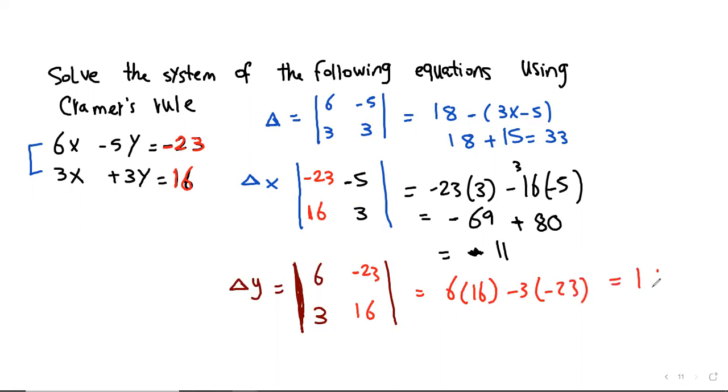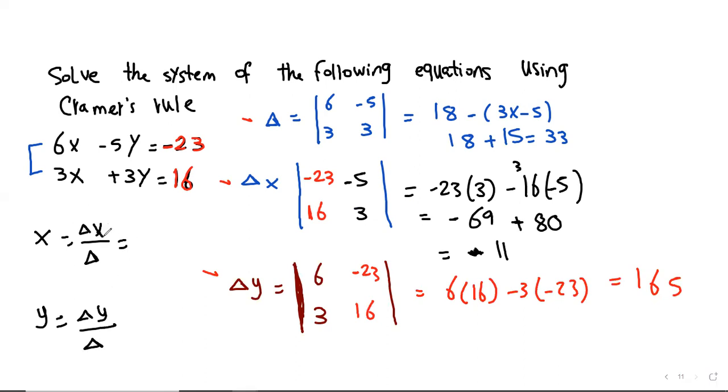It will be 165. So once again, what I did, we have three main steps here. The first step, delta. Delta is the determinant of the coefficients. Delta x, don't take x and write instead of that the constants. Delta y, don't take y and write instead of y the constants. Then what is x? x equals delta x over delta. And what is y? y is delta y over delta.